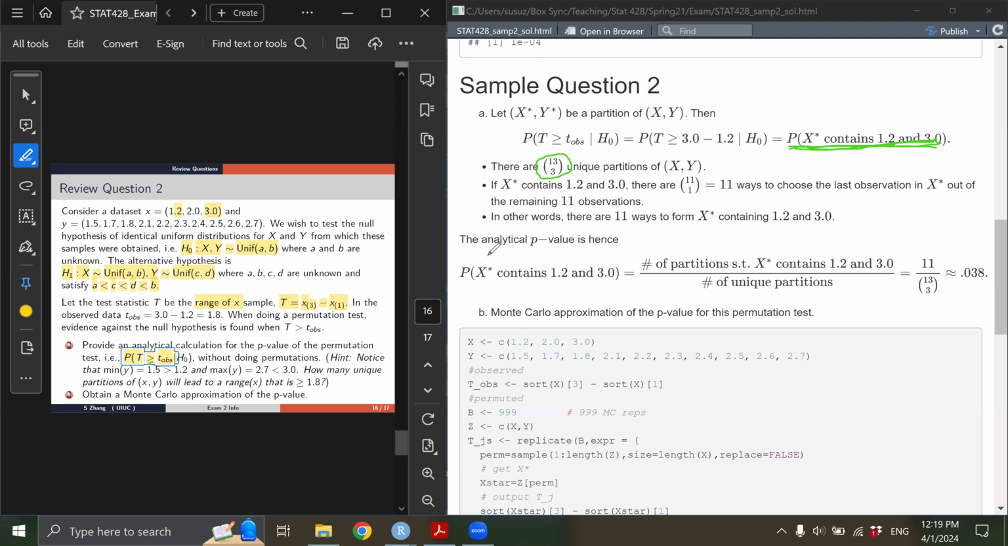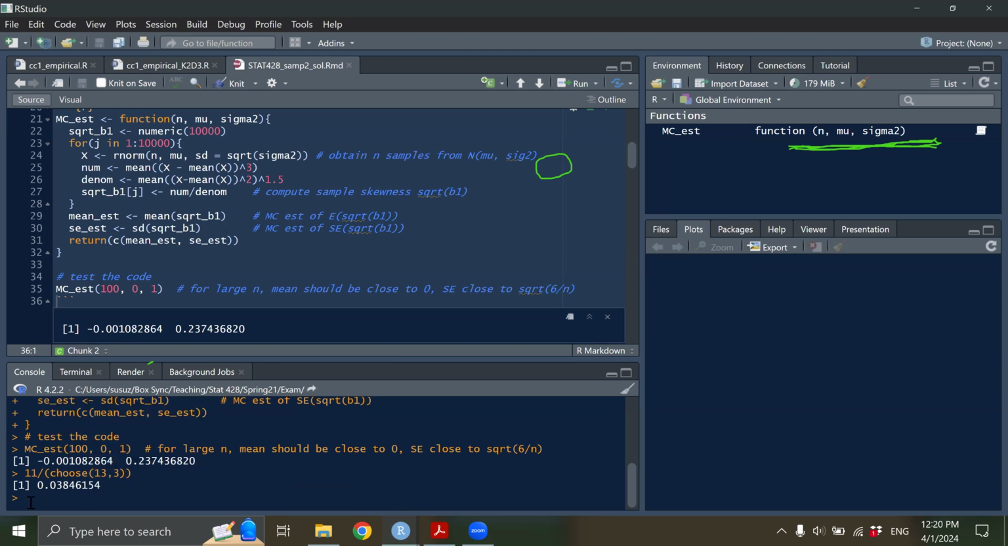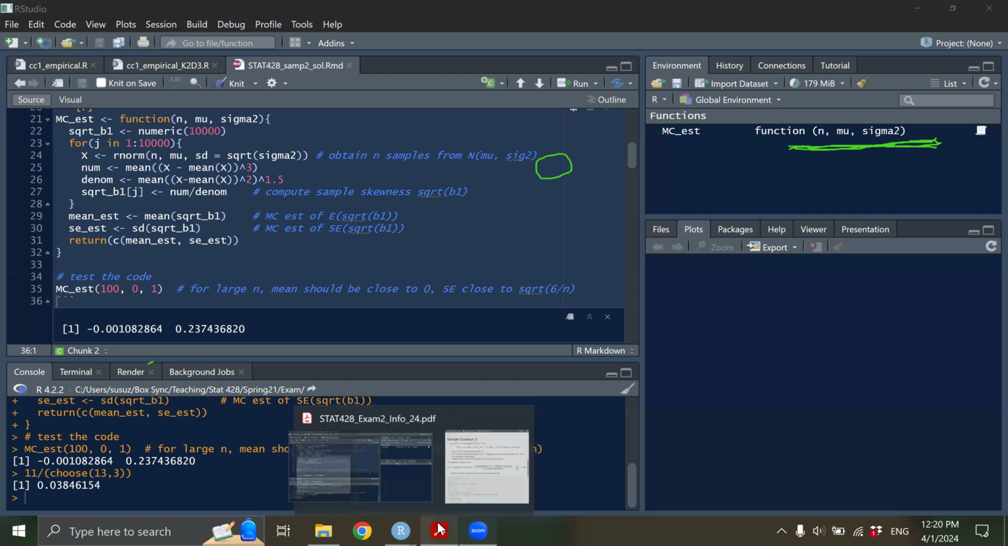And in this case, the analytical p-value will be given by 11 divided by the total number of partitions, 13 choose 3, which if you plug it inside R, so if we do 11 divided by choose 13, 3, we get something that's close to 0.038 as the probability. So that's the analytic solution.